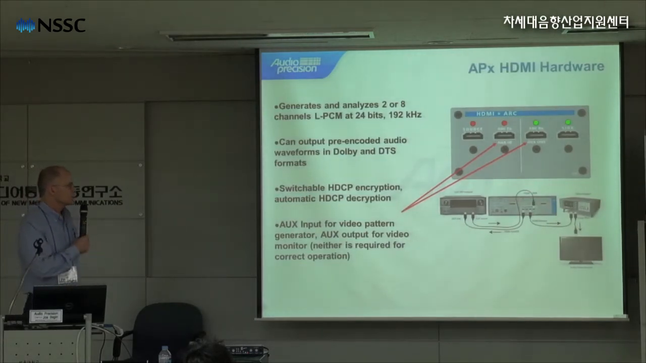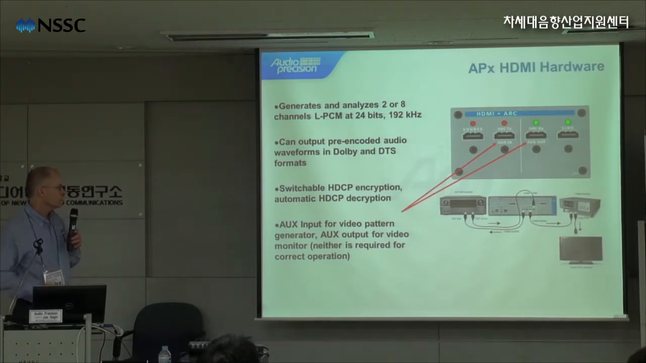So the APX HDMI hardware can generate and analyze 2 or 8 channels of linear PCM at up to 24 bits and 192 kilohertz. It can output pre-encoded audio waveforms in Dolby and DTS formats. It has switchable HDCP encryption and automatic decryption. And as I mentioned, it has the aux input for a video pattern generator and the aux output for a video monitor, but neither is required for correct operation.